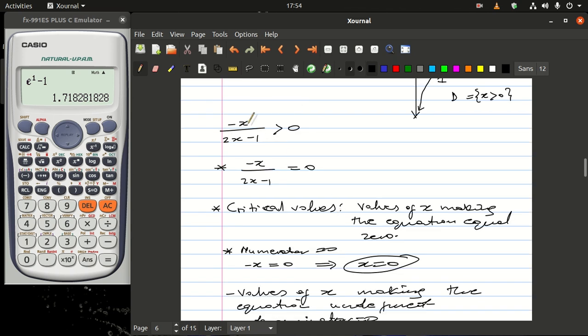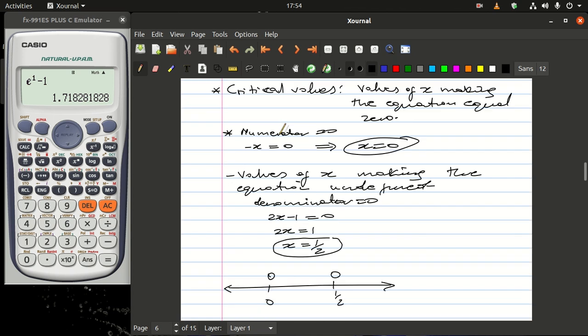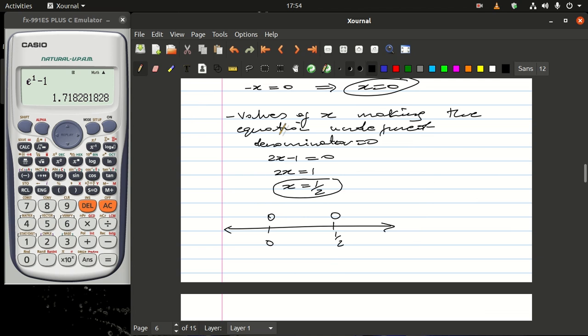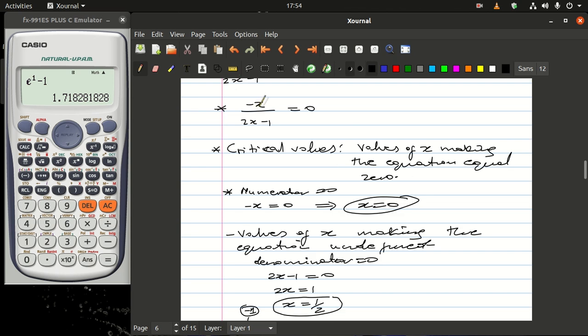But because we don't have equality here included, so we don't shade both. Then what do we do? We pick a value here which is negative, because a value that is less than 0 is supposed to be negative. I'm going to pick negative 1, and then I take this negative 1 and plug it here. Negative 1 times negative, I end up getting a positive, and then negative 1 times 2 is negative 2 minus 1 is still a negative answer.